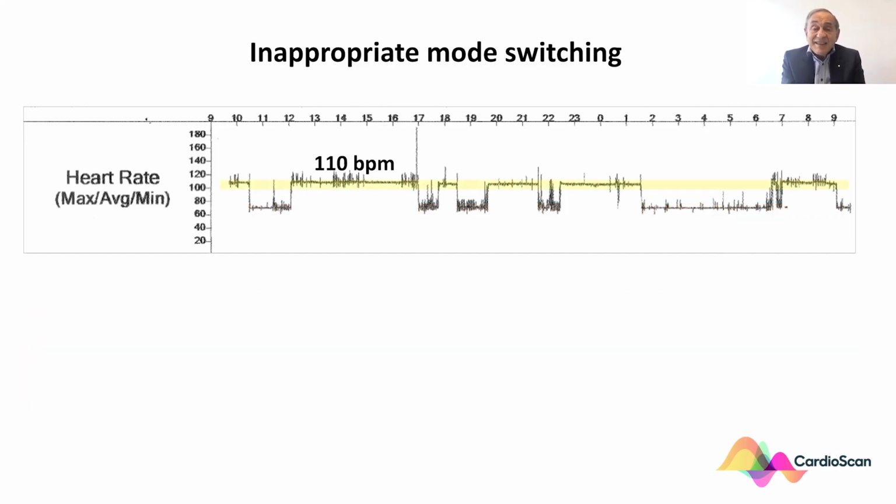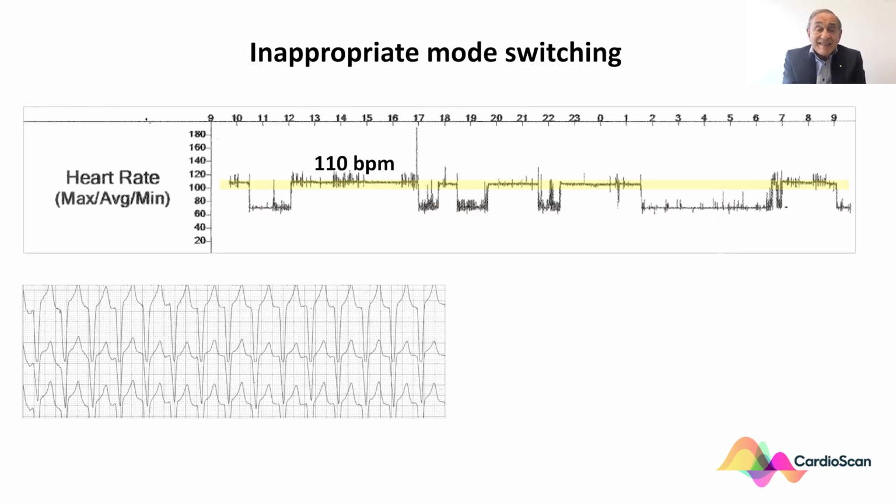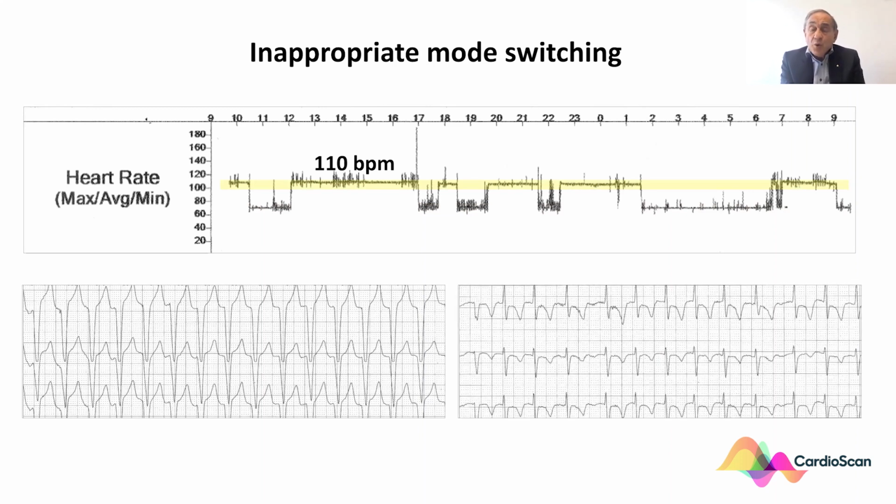When it's at 110 beats, which is at its upper rate limit, one can see, therefore, no mode switching with a rapid ventricular pacing, but also at times we can see atrial fibrillation with a rapid ventricular response. In this situation where there is inappropriate mode switching, we can use DDIR pacing.